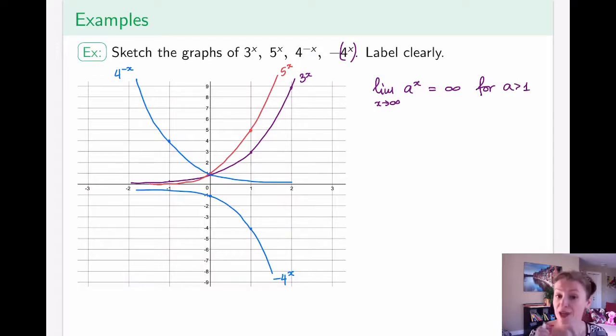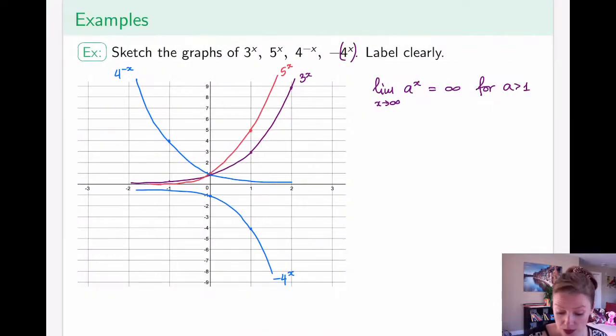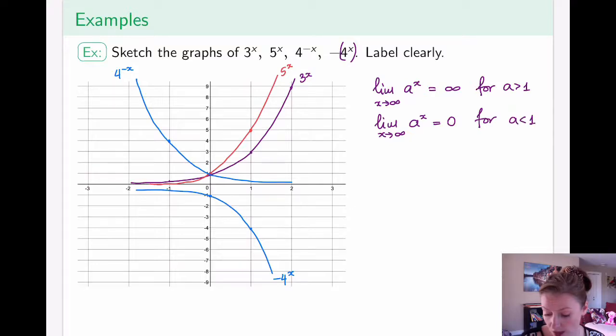If I have a fraction, that means that I really have a negative power like I did here, which means that the shape of the graph will be decreasing. So the limit as x goes to infinity of a to the x is equal to 0, approaching the x-axis, for the values of a less than 1. Remember that for our exponential functions, a has to be positive. So in both of these cases, a's are actually bigger than 0.